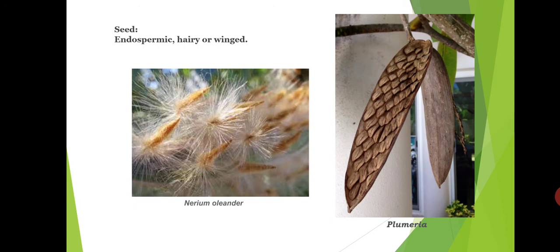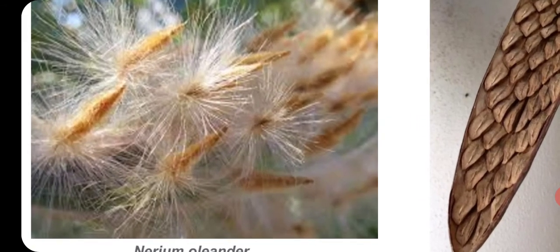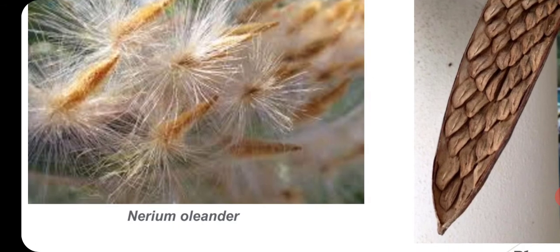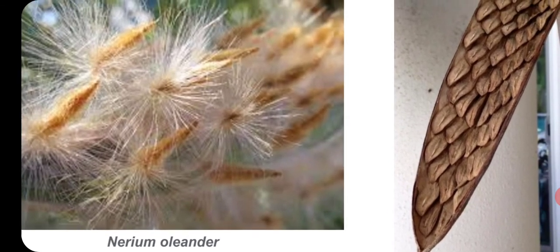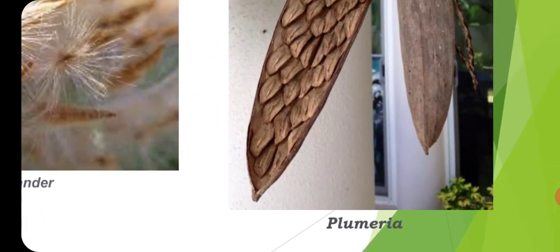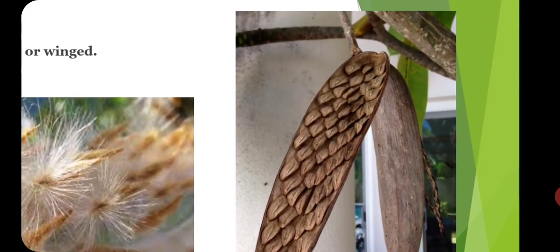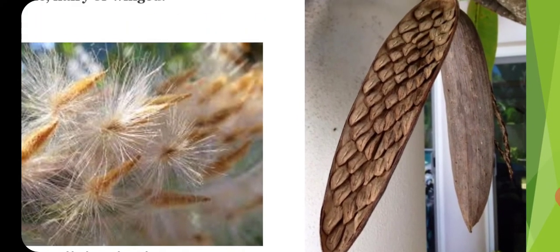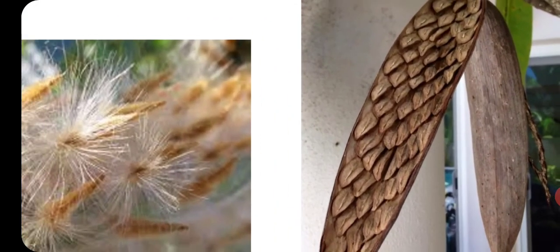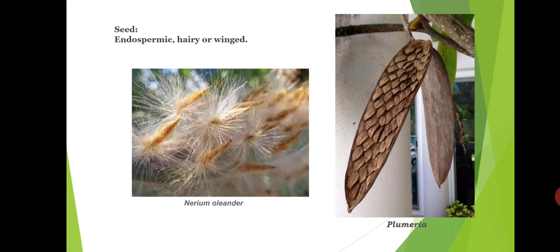Next we will study about its seed. Seed is endospermic, hairy or winged seeds are there. And in Nerium oleander also we can see these hairy seeds. And here this is Plumeria, that is Idachambagam, the follicle has now split open, and we can see the winged seeds arranged just before dispersal. Okay, and after drying up, each of them is able to fly away. That is, winged seeds are found in this Plumeria.